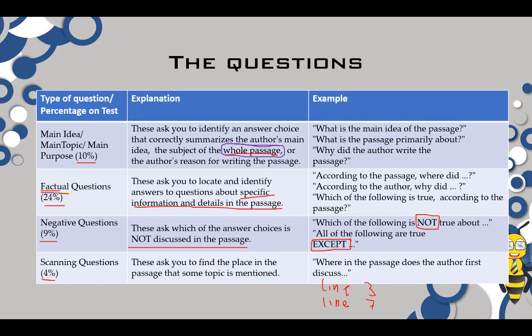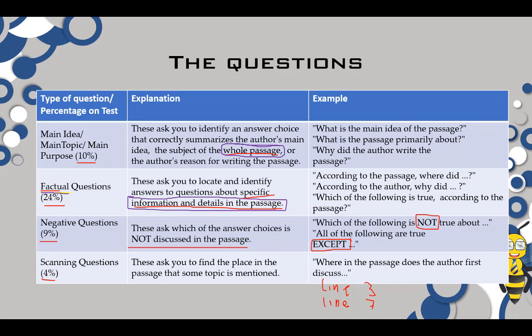The type of questions that you will find will be like, what is the main idea of the passage? What is the passage primarily about? Or why did the author write the passage? Number two, factual questions. As I said, they are questions about information and details in the passage. So you will always find these answers written in the text.